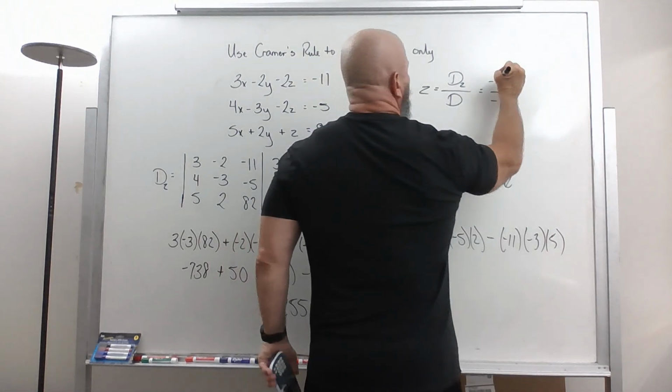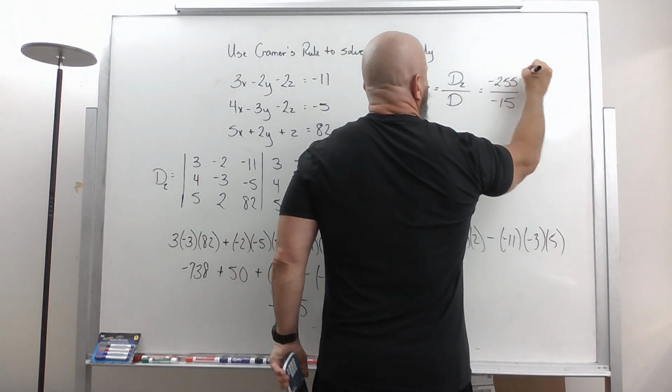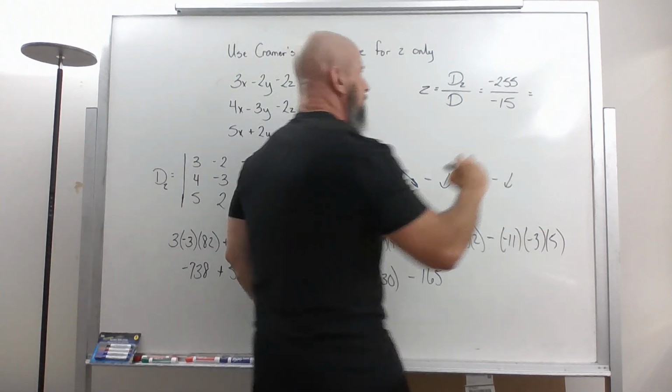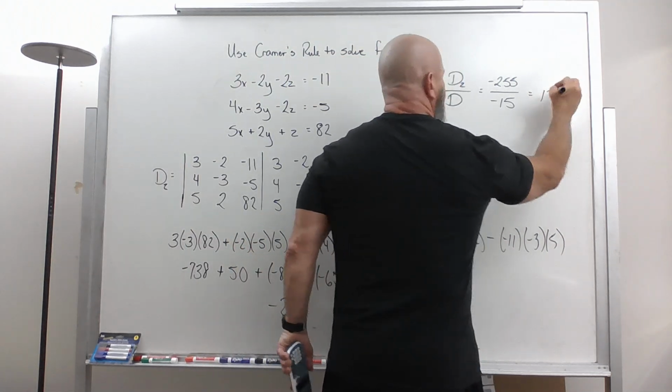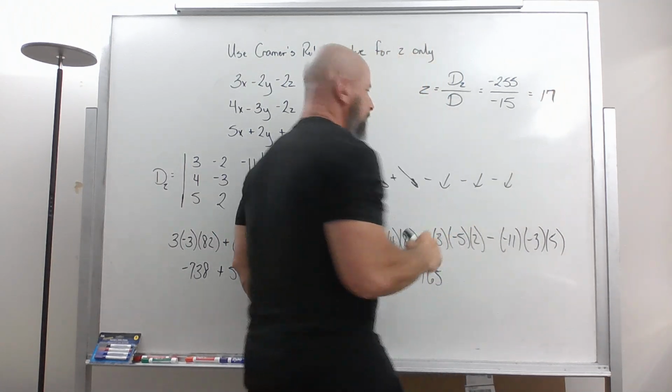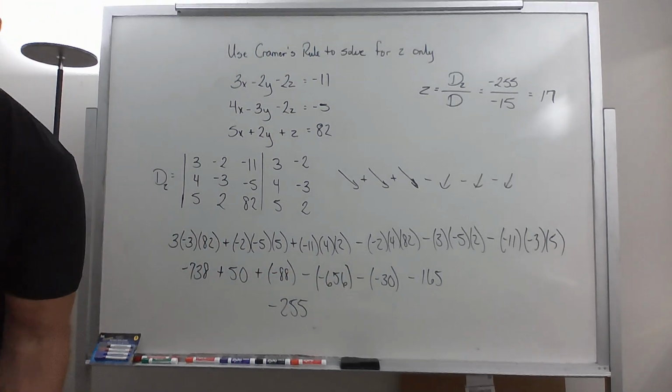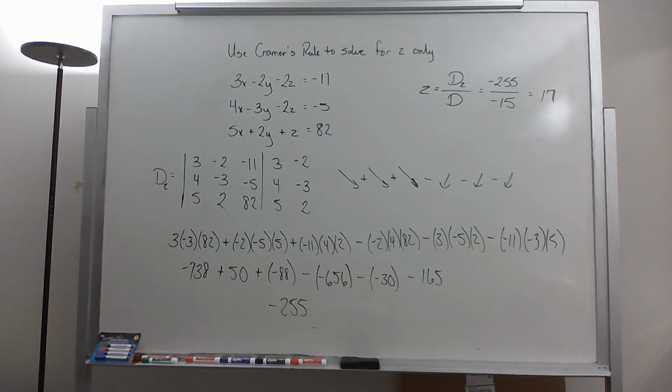Oh, there's that D with respect to Z. Negative 255 divided by negative 15 is 17. So there's the value of Z. Now again, I don't know what X and Y is in this particular case because I didn't solve for either one of those, but I did find Z.